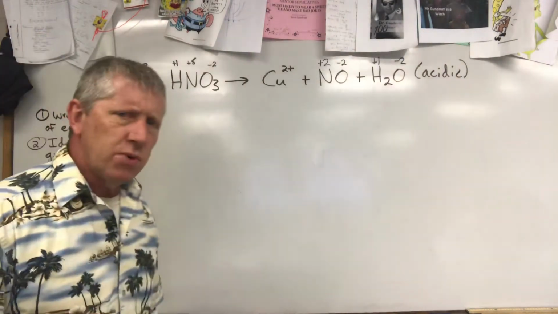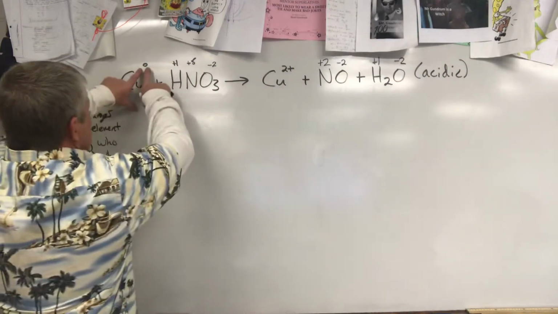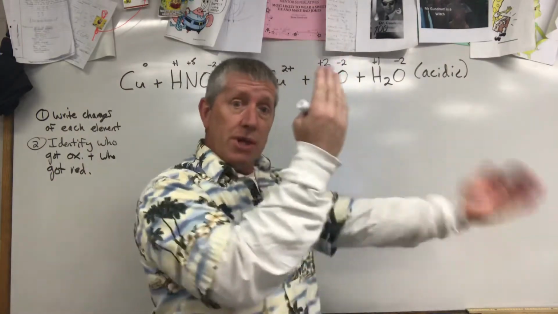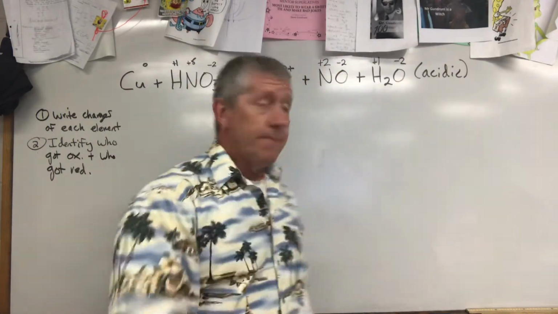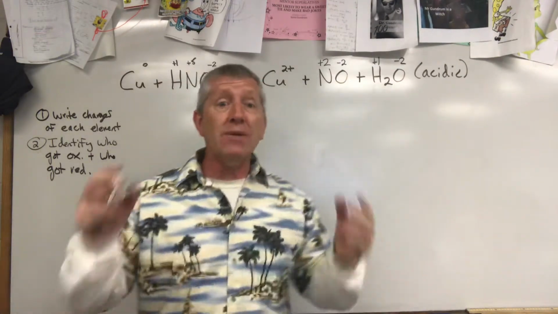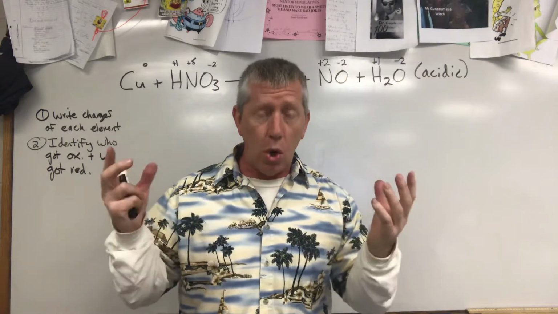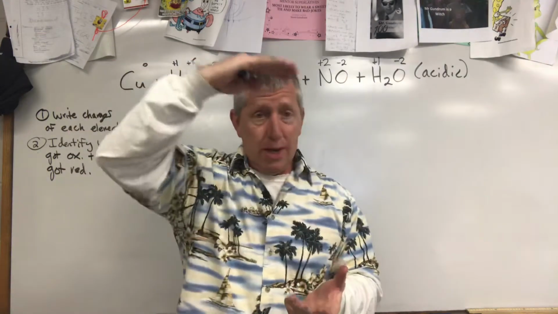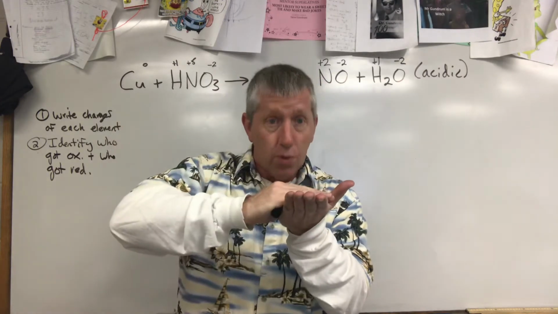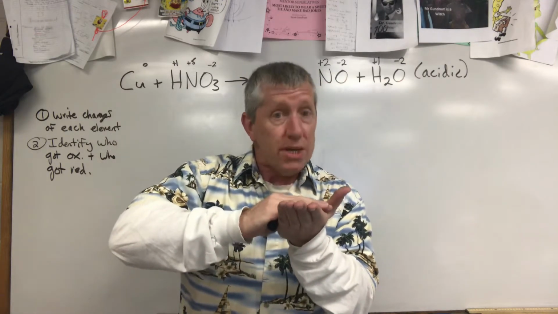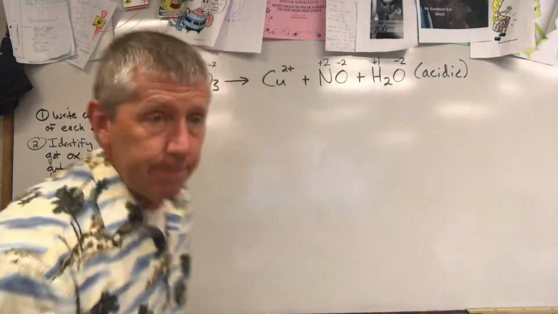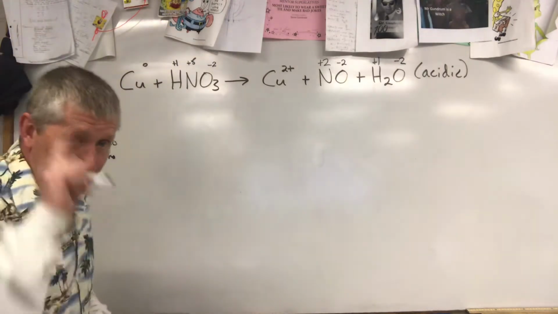Okay, who got oxidized, who got reduced? Copper went from a 0 to a positive 2. Its oxidation number went up. It lost electrons. That's oxidation. Nitrogen went from a positive 5 to a positive 2. Its oxidation number went down. It got lower. Positive 5 is higher than positive 2. So the oxidation number went down. Therefore, that's reduction. Its oxidation number went down, got reduced. Boom, identified them. Okay, now we know that. Gotta keep that in mind.